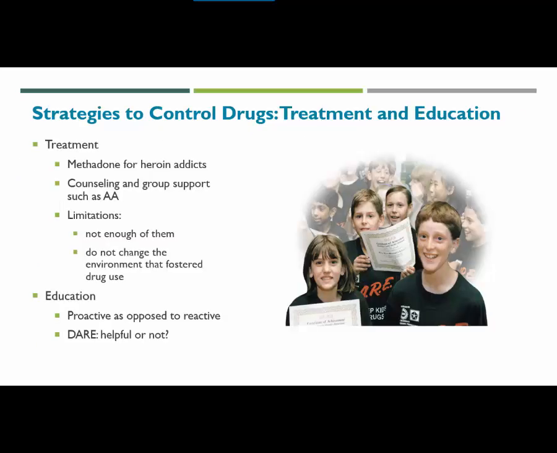The next two strategies are treatment and education. Treatment, post opioid epidemic, has been gaining in popularity. The idea is that instead of incarcerating, punishing someone for being addicted to a substance, you offer them some type of help, and this is taking the form of methadone clinics for heroin addicts. Obviously you have your counseling and your group support, like Alcoholics Anonymous, AA, or Narcotics Anonymous, NA.